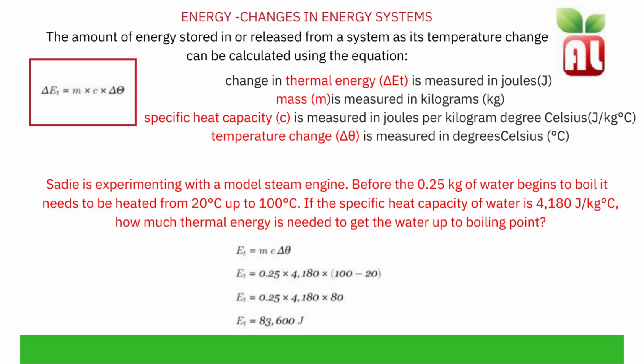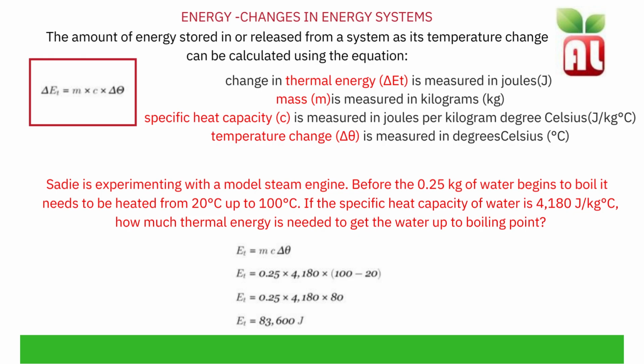An example question. Sadie is experimenting with a model steam engine. Before the 0.25 kilograms of water begins to boil, it needs to be heated from 20 degrees up to 100 degrees Celsius. If the specific heat capacity of water is 4,180 joules per kilogram degree Celsius, how much thermal energy is needed to get the water up to boiling point?